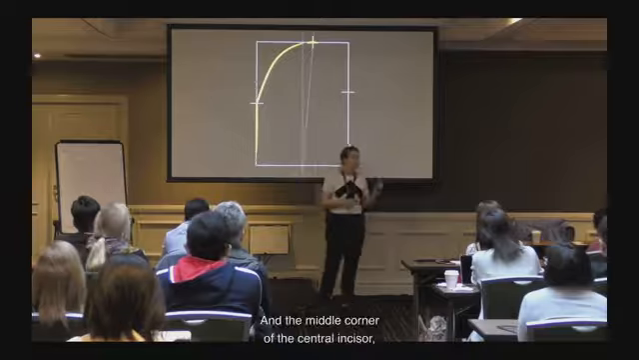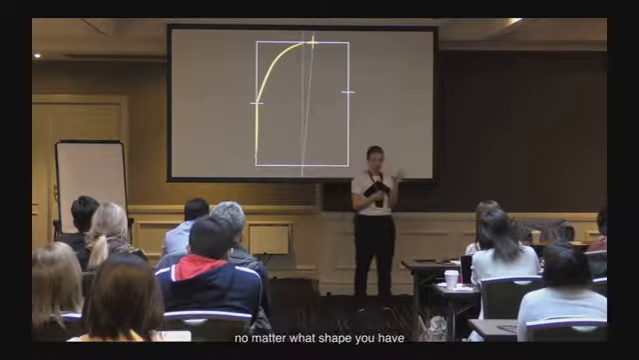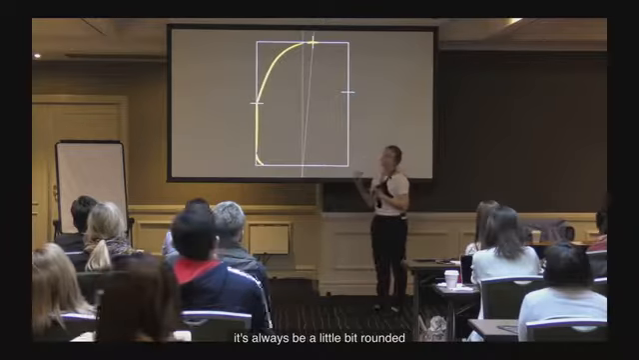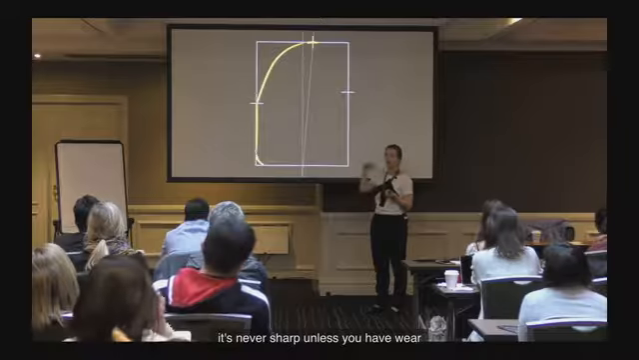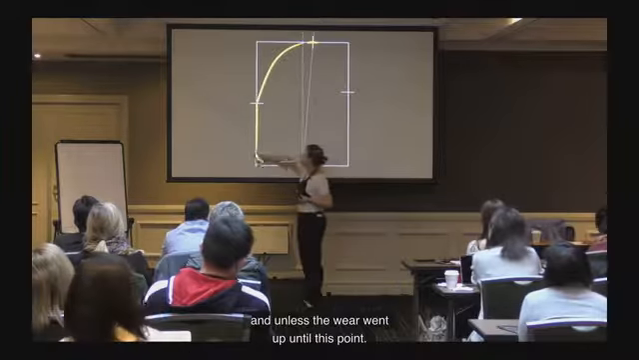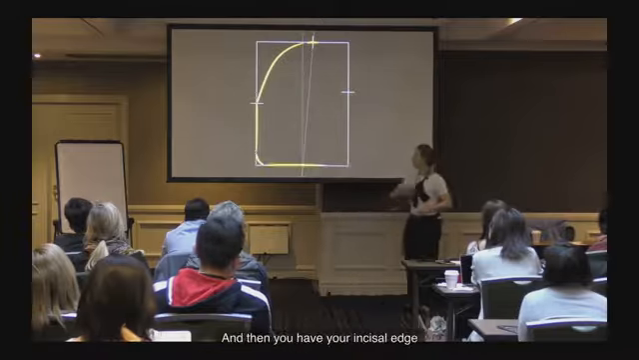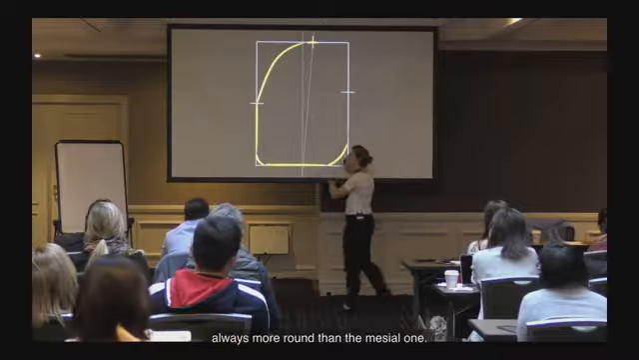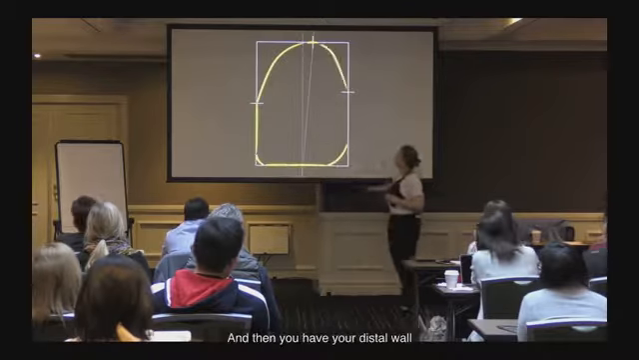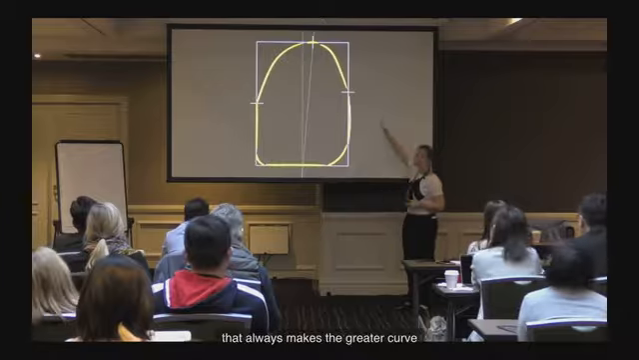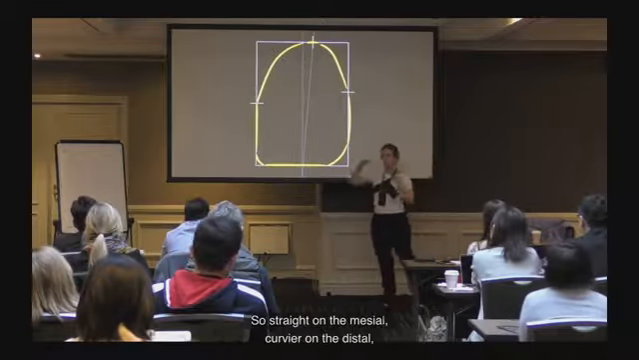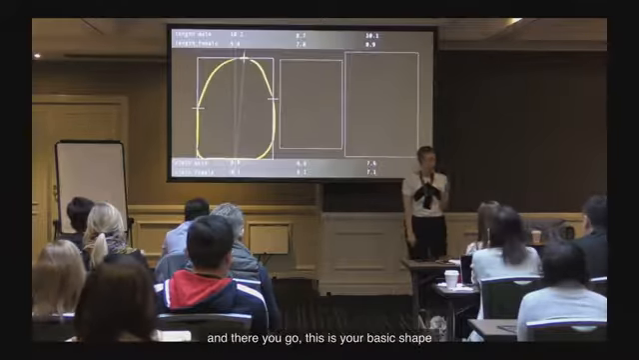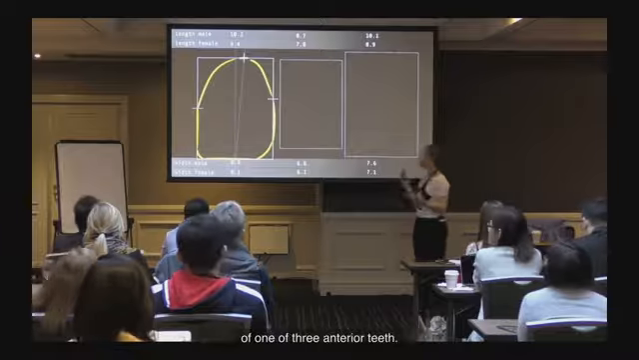And the mesial corner of the central incisor, no matter what shape you have, is it triangle, is it rectangle, is it ovoid, it's always a little bit rounded. It's never sharp unless you have wear, and unless the wear went up until this point. And then you have your incisal edge, and then you have really rounded distal corners, always more round than the mesial one. And then you have your distal wall that always makes the greater curve than the mesial wall did. So straight on the mesial, curvier on the distal. And there you go. This is your basic shape of one of three anterior teeth.